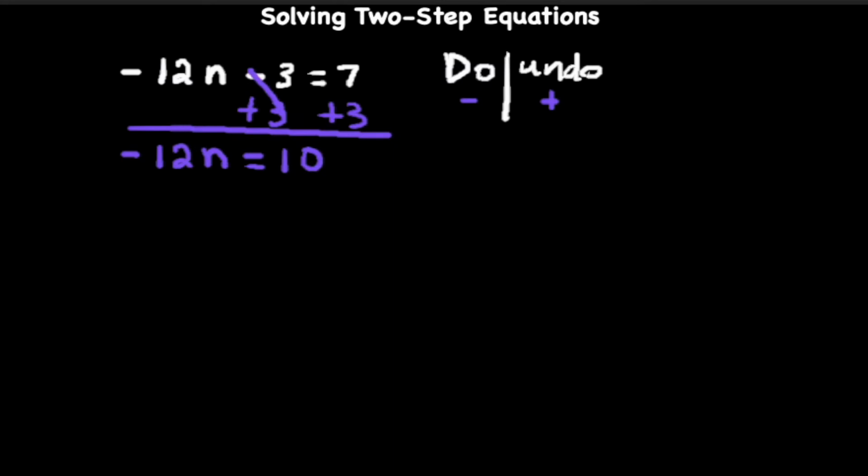Okay, so the next thing we're going to do is solve this one-step equation. We're going to get n alone. So we're going to get rid of negative 12. Currently we are multiplying, so we need to divide. We're going to divide by negative 12 on both sides. The negative 12's cancel. We're left with n equals, and let's simplify 10 divided by negative 12.